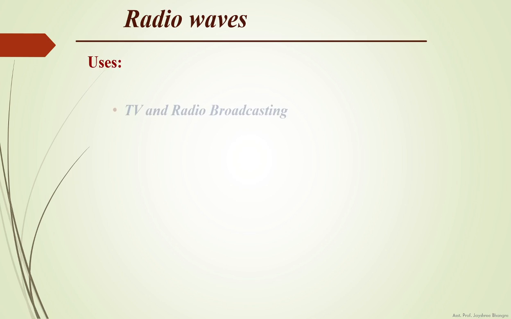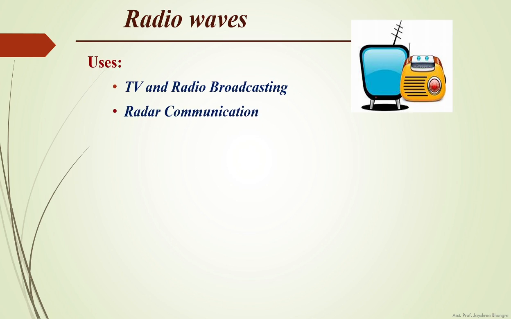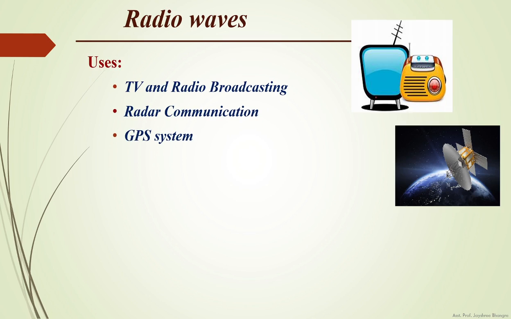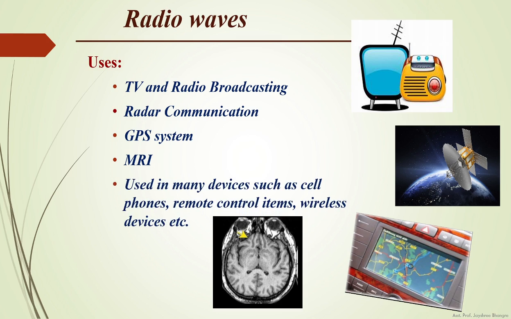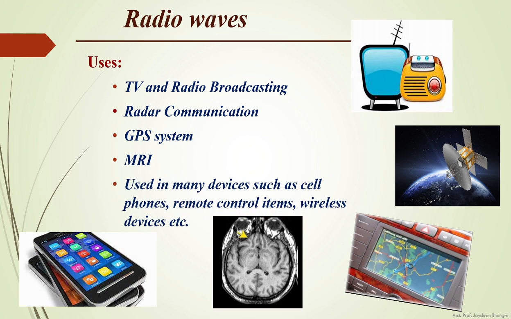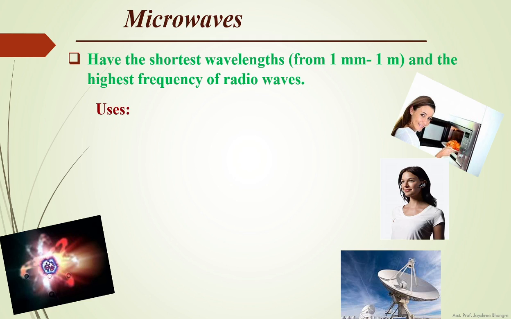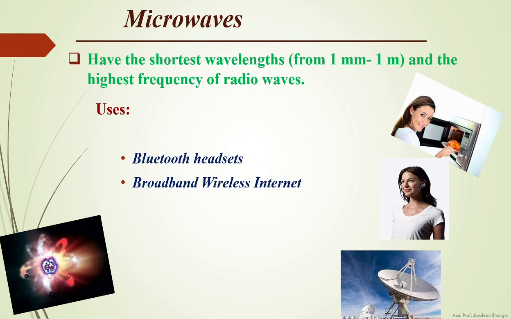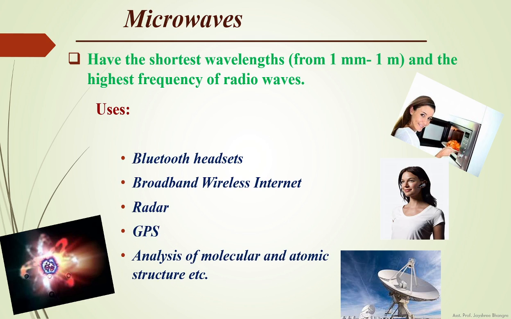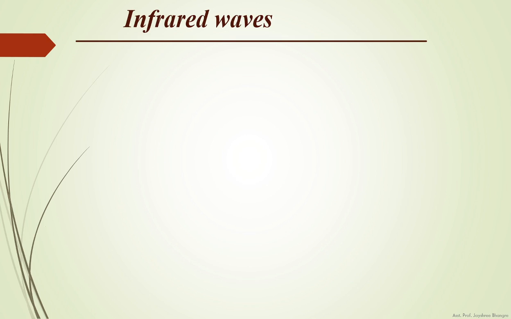So here are the uses of radio waves: TV and radio broadcasting, radar communication, the GPS system, MRI, and many devices such as cell phones, remote control items, wireless devices, etc. Then the microwaves have the shortest wavelengths of radio waves, from 1 mm to 1 m, and the highest frequency. Their uses are Bluetooth headsets, broadband wireless internet, radar, GPS, and analysis of molecular and atomic structure, etc.